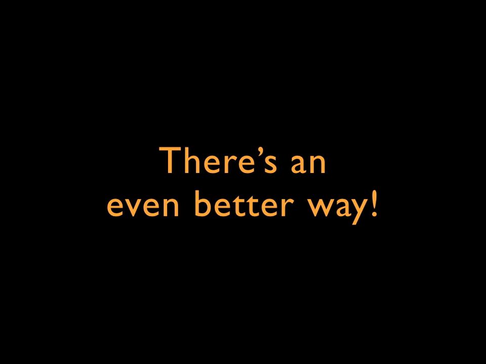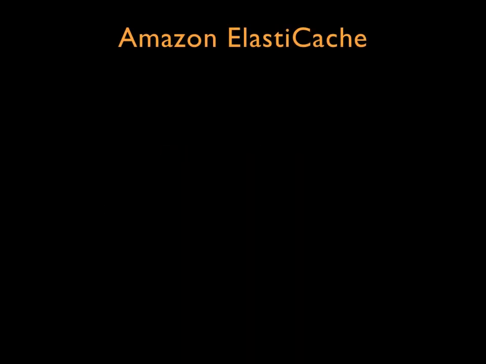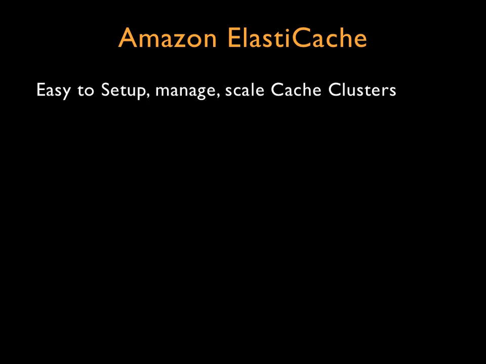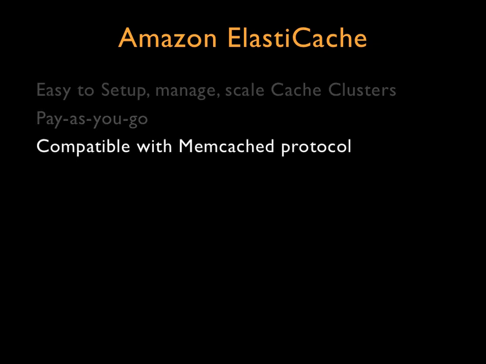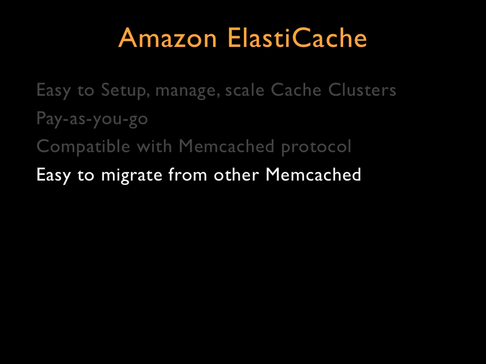But now there is an even better way to have a caching mechanism in the cloud. It's called Amazon Elasticache. Let me tell you a bit more about it. It's an easy to set up, manage, and scale cache cluster. The way you pay for it is pay as you go, so you pay only for what you use. And it's compatible with the memcached protocol. It means that it's very easy to migrate from an existing memcached system to Amazon Elasticache.